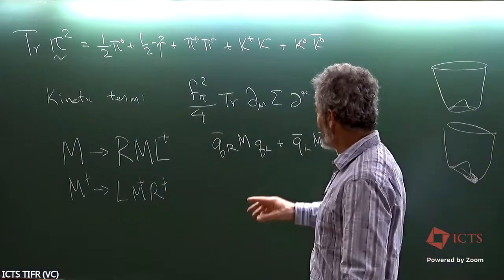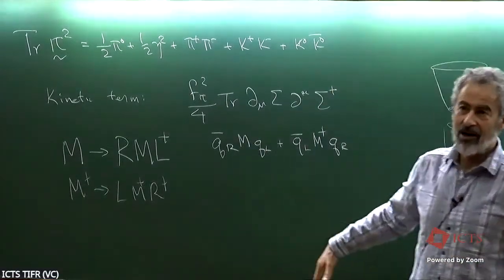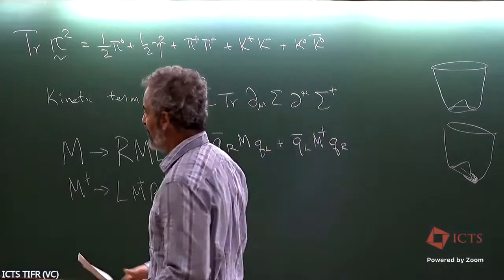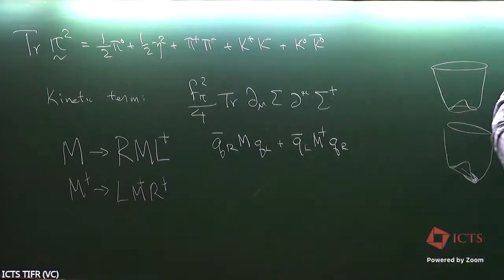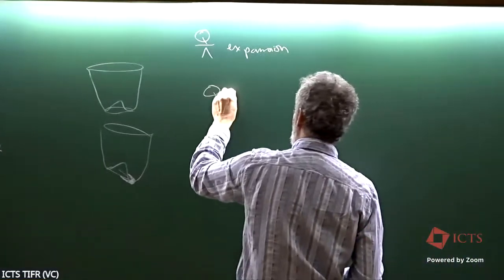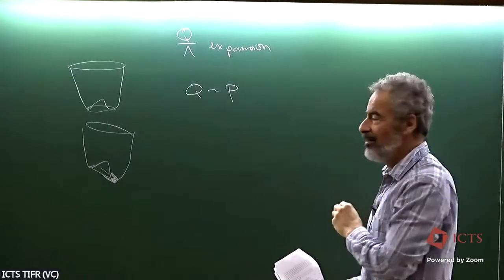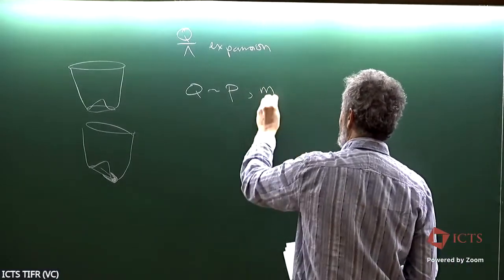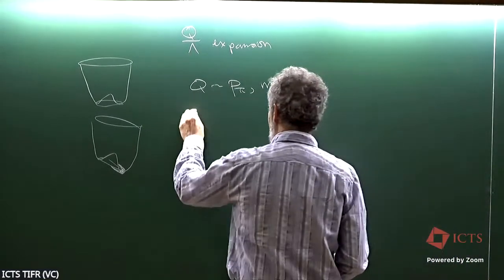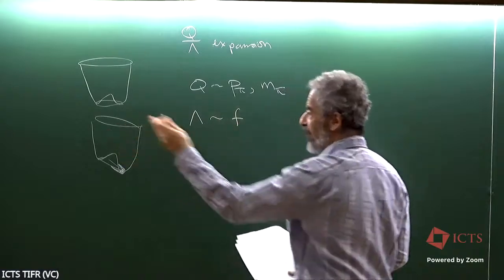However, while the Lagrangian is linear in M, there's no reason for the chiral Lagrangian to be linear in M. That's a dynamical statement. We don't know anything about the dynamics. But in the spirit of effective field theory, we're going to be doing a Q over lambda expansion. And then the question is, what is Q? Well, Q is a momentum of the meson, or it'll be the mass of the meson. And lambda, well, the only scale we have in the problem is F pi.